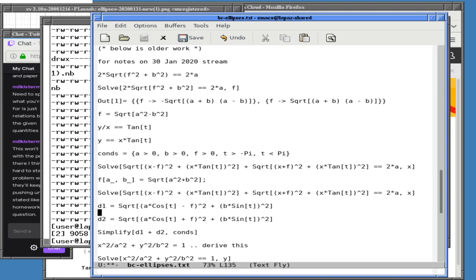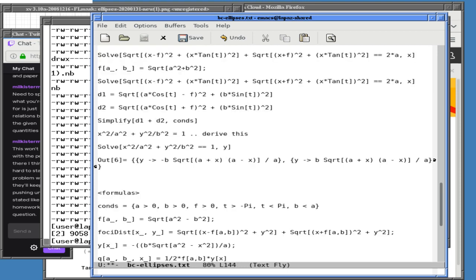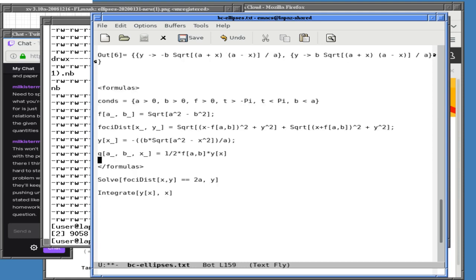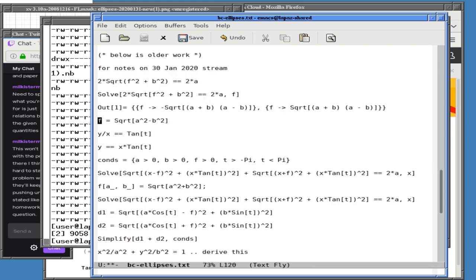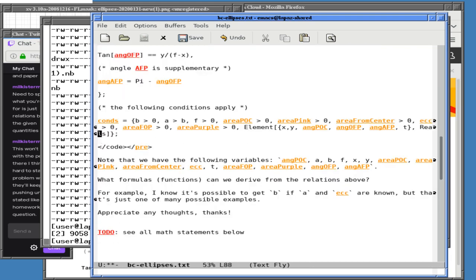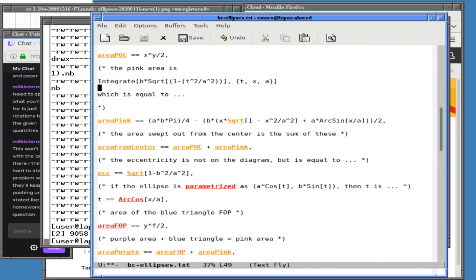One other thing I could have done is draw the lines between one focus and the point P, and the other focus and the point P. But I don't think I care to do that. And Y of X, again, that should be derivable from what we have here. The distance between the foci is not hard to derive, it's 2F. Okay, so are we ready to post this?